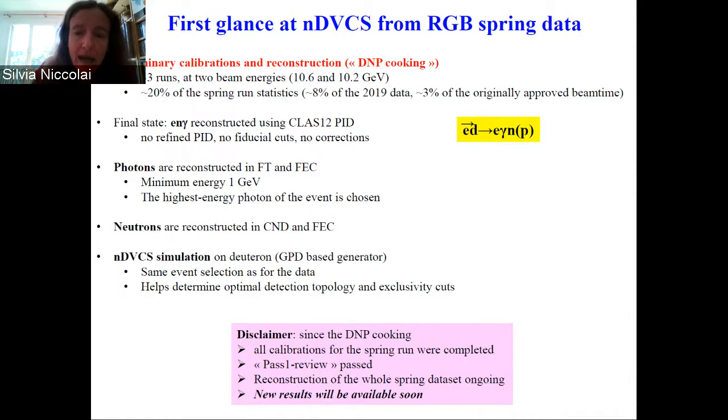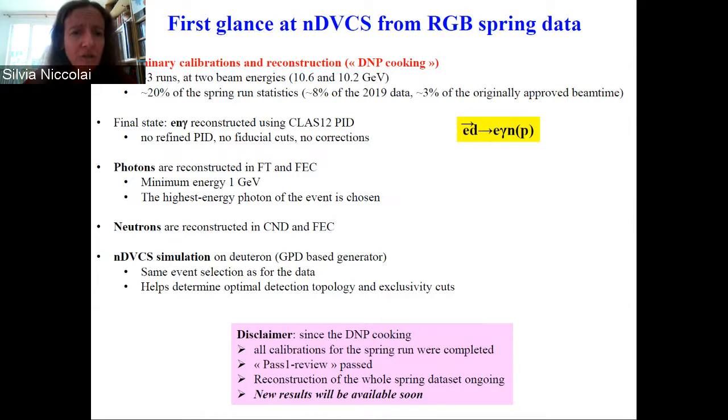These results are coming from a subset of the spring data. It's a set of data that we call the DNP cooking, the equivalent of what Maxime mentioned for the proton. These data were reconstructed last summer, and it's 33 runs that constitute more or less 20% of the spring run statistics, which in the end is about 3% of the whole originally approved beam time.